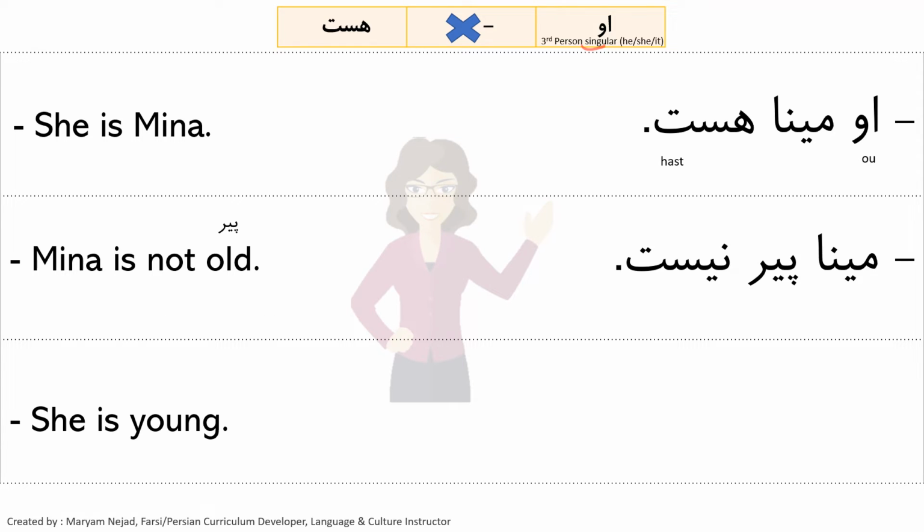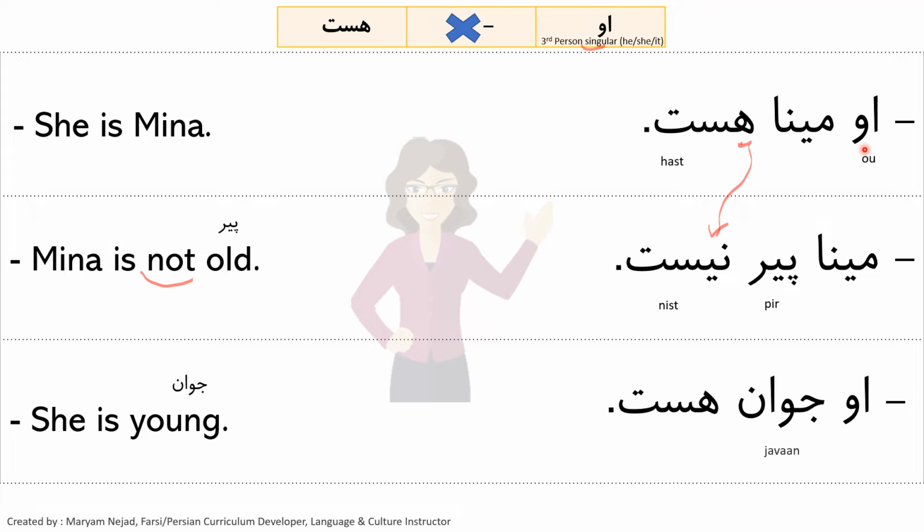Mina pir nist. So here the verb is negative, not old. So the he becomes ni. نیست. Now we want to say she is young. Young is جوان. او جوان هست. Now I'm going to read through them. So او مینا هست. مینا پیر نیست. جوان هست.